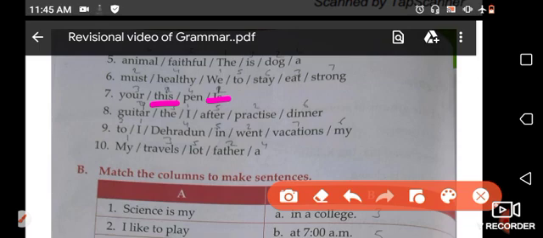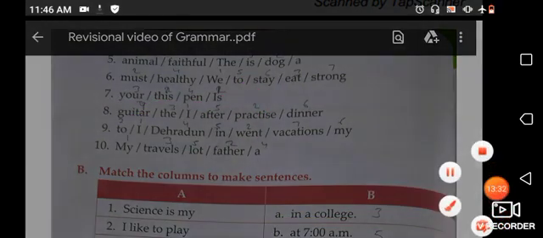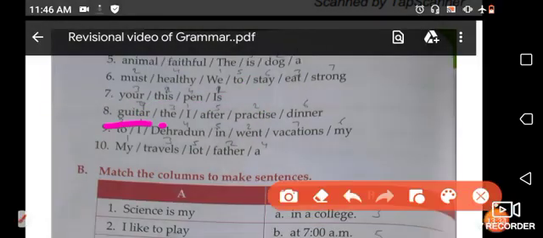Is this your pen? And at the last you have to put a question mark, because this sentence is asking a question. Okay, next one is: guitar, the, after, practice, dinner, I. Okay, so the sentence would be: I practice the guitar after dinner.